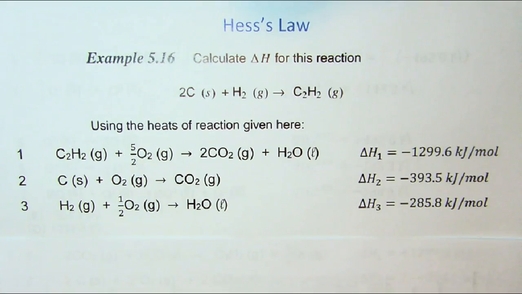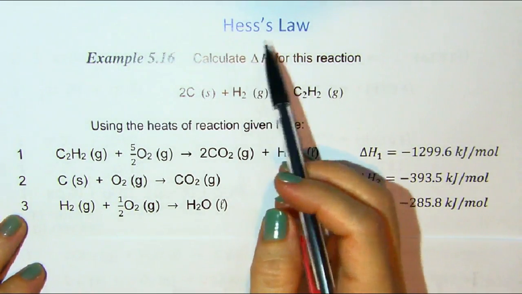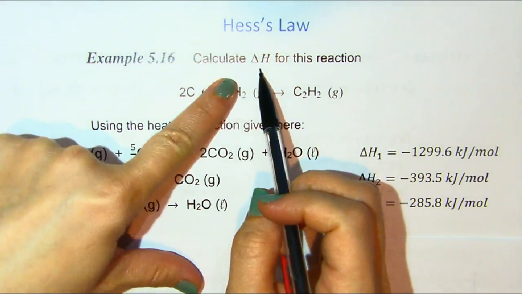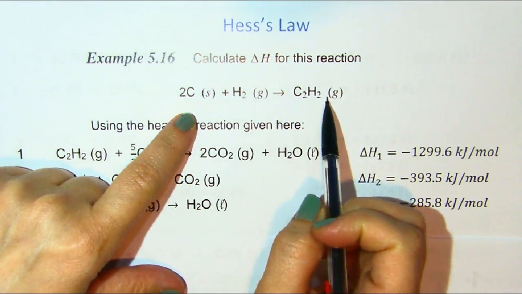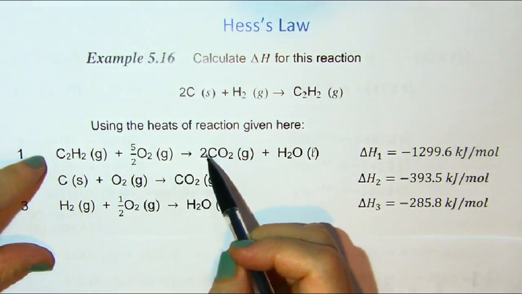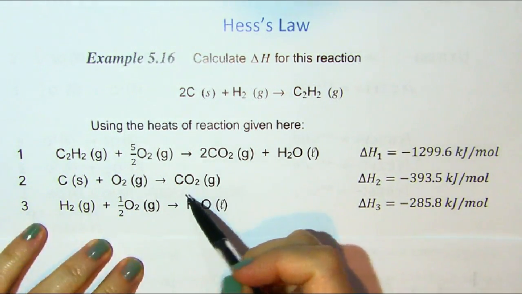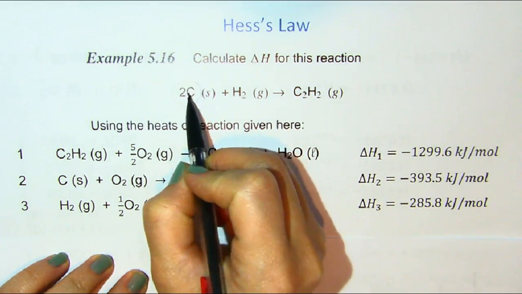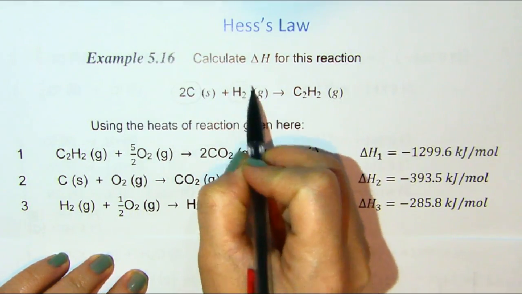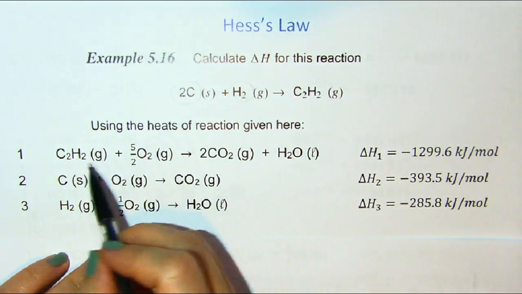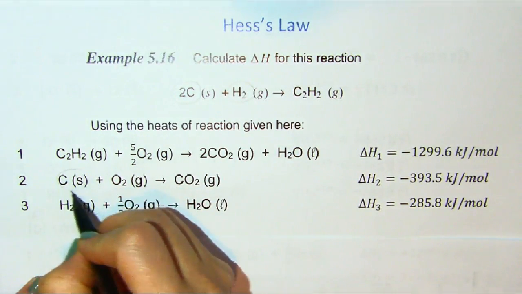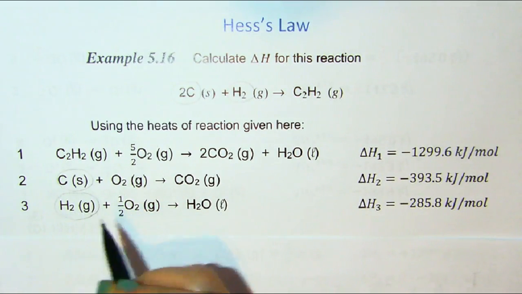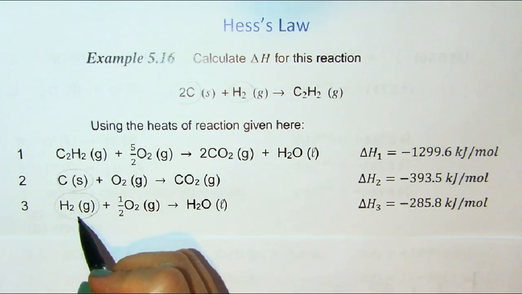First, we're going to look at an example that uses Hess's law. In this example, we want to calculate the delta H for this reaction using the following heats of reactions that are given. So first, note that we need carbon and hydrogen on our reactant side, and when I look down here, here's carbon and here's hydrogen, and they do already happen to be on the reactant side.